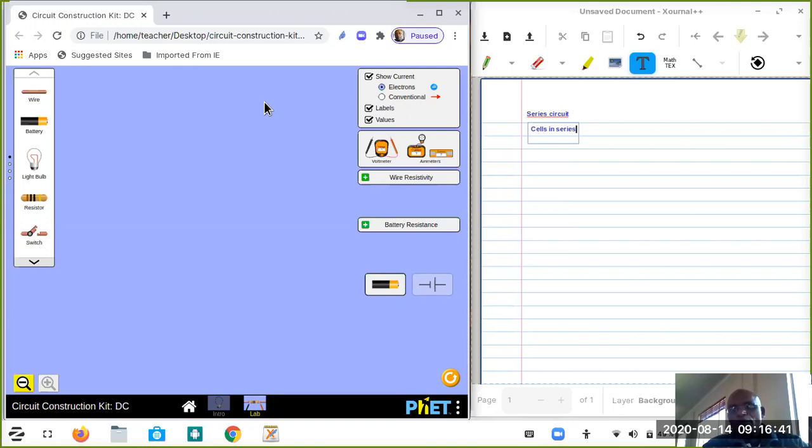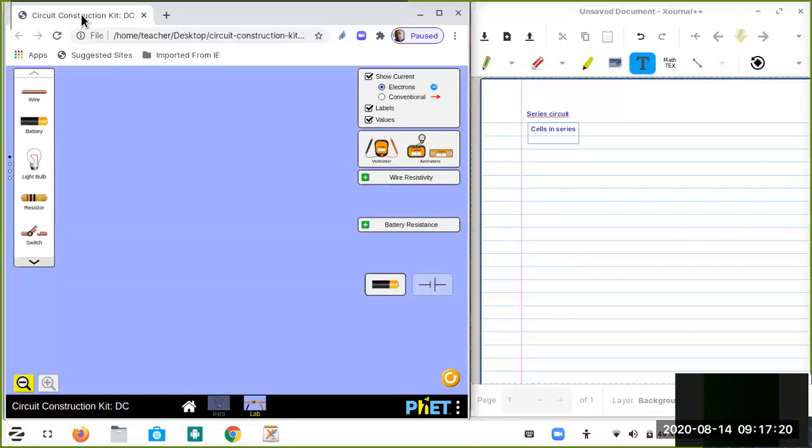The first thing that we are going to look at is a series circuit. But before we deal with the series circuit, we are going to look at cells that are connected in series. If cells are connected in series, what happens to the voltage? The second one is resistors connected in series. What happens to resistance if components are connected in series?